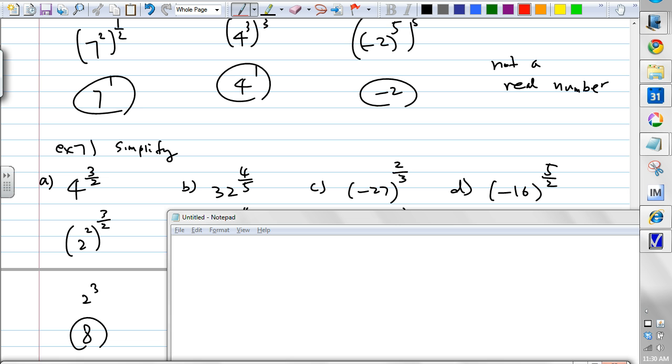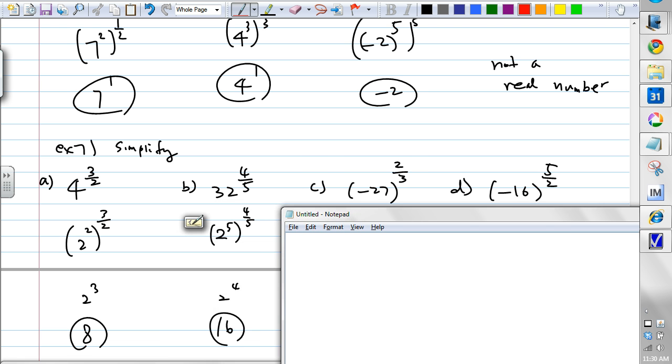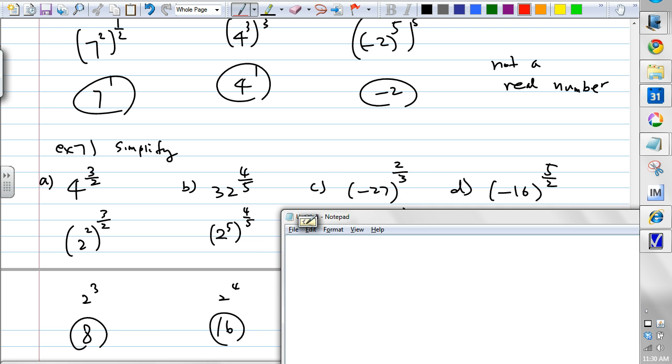Here we go. B. Did you guys put down 32? Didn't we just do 32? Isn't that 2 to the 5th power? Yeah. And if you multiply 5 times 4/5, don't you get 2 to the 4th, which is 16? Okay. What about C?